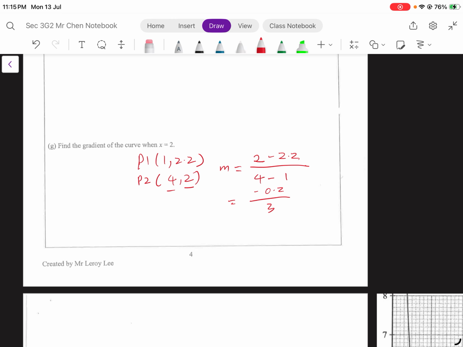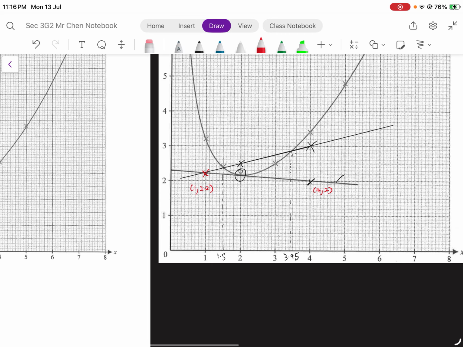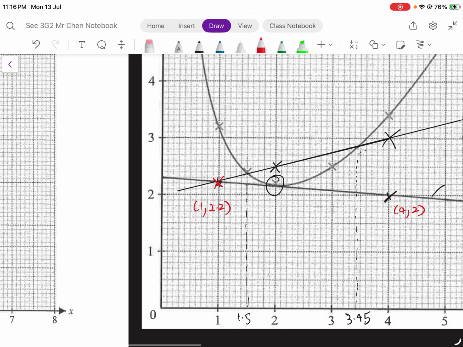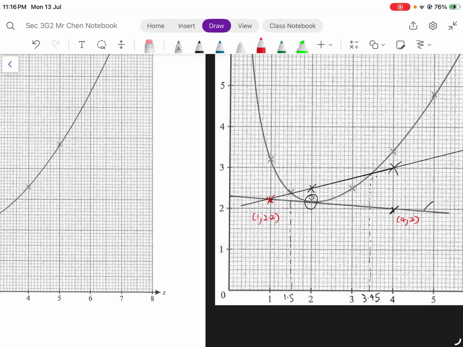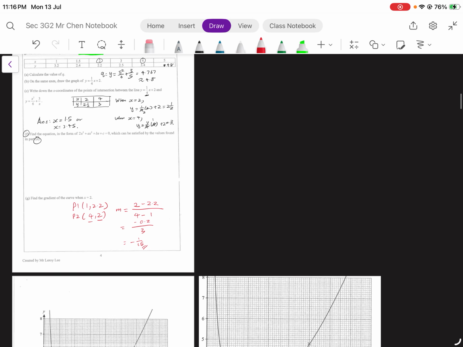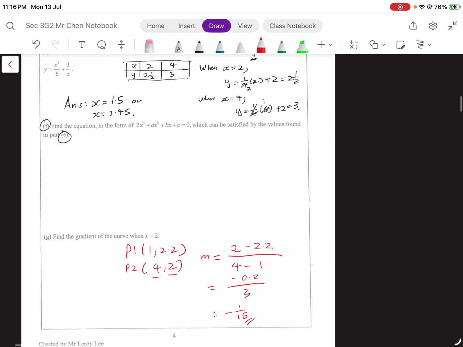Okay, so that works out to 0.2 divided by 3. So I will get minus 1 over 15. Okay, so around there, because the line is relative, the gradient is almost right at the bottom. But it's slightly negative because my line is going this direction. So my gradient is negative. So this is how we complete this question. Okay, let's move on.